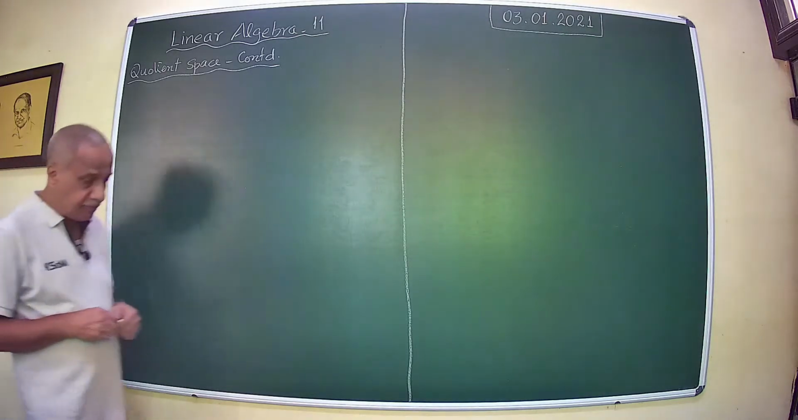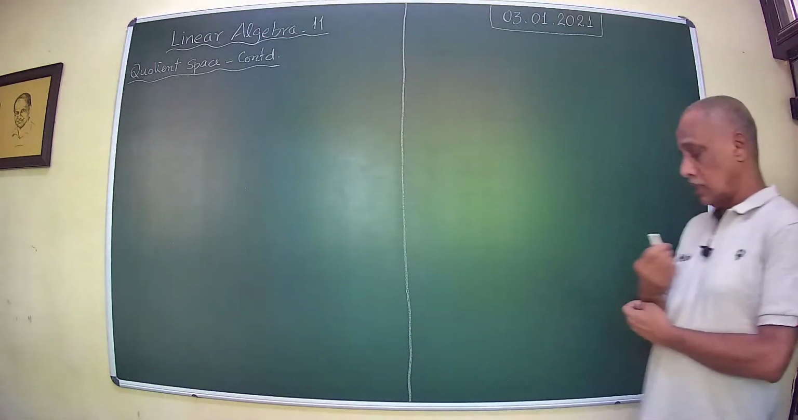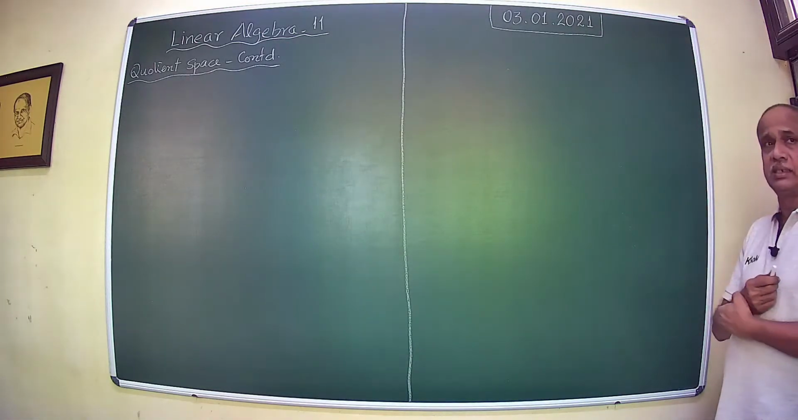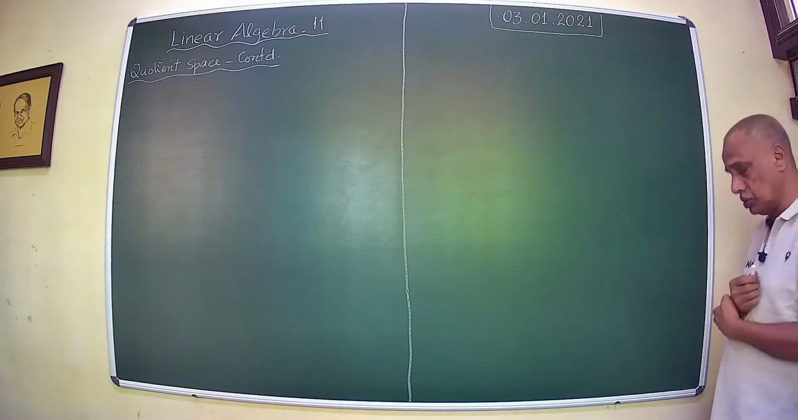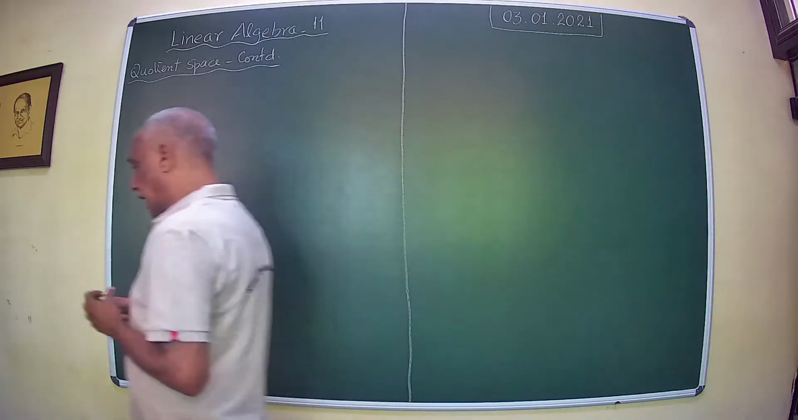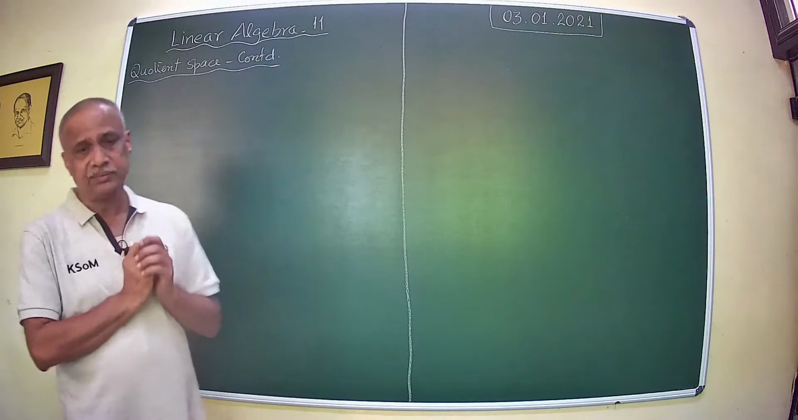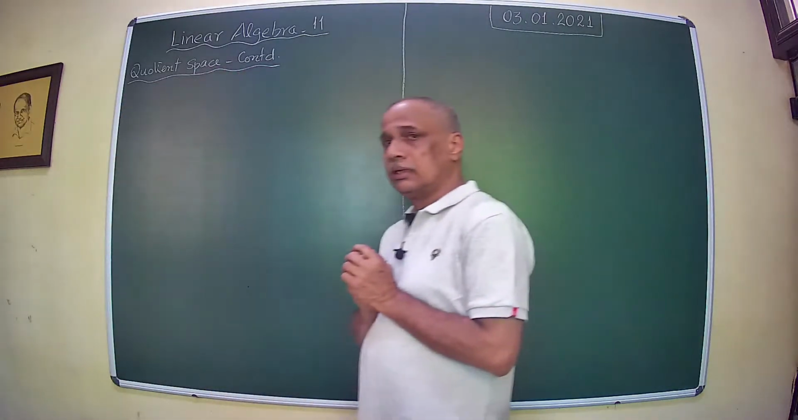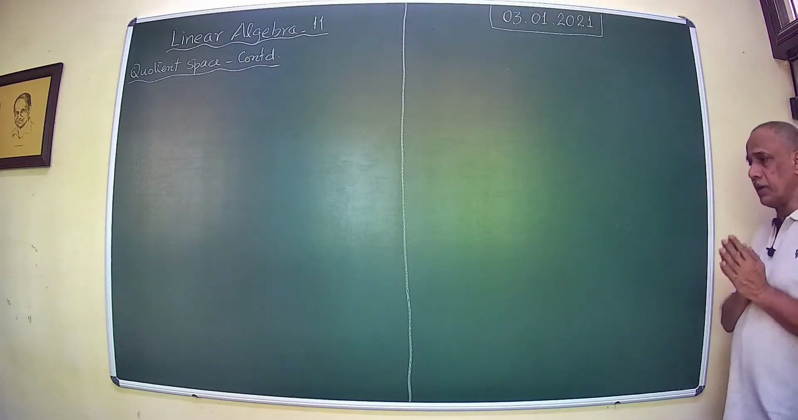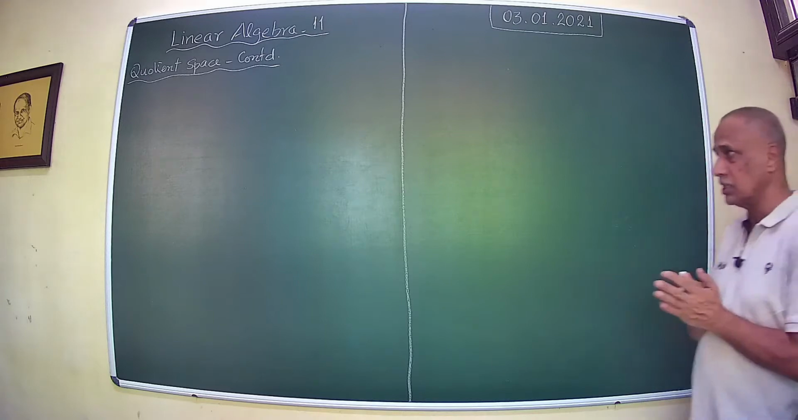We continue from where we left in the last class. So we were doing the abstract formulation of the quotient spaces, and we more or less finished with it. And then we said that we were exploring what is the dimension of the quotient space.